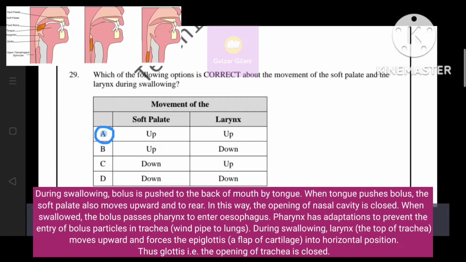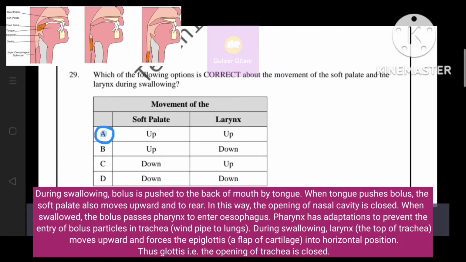As you know, during swallowing, the bolus is pushed to the back of the mouth by the tongue. When the tongue pushes the bolus, the soft palate also moves upward and to the rear. In this way, the opening of the nasal cavity is closed. When swallowed, the bolus passes through the pharynx to enter the esophagus.